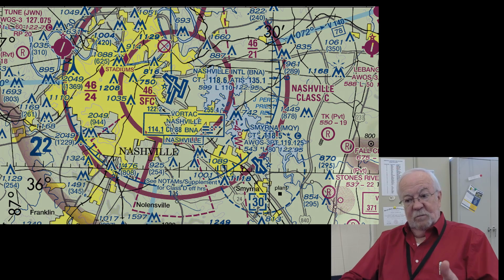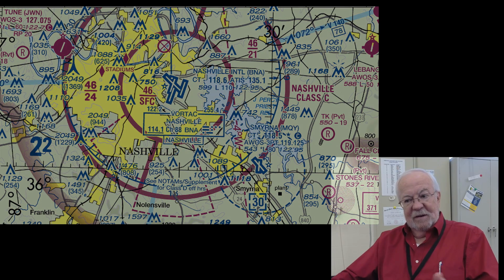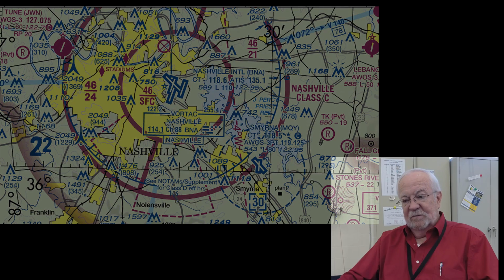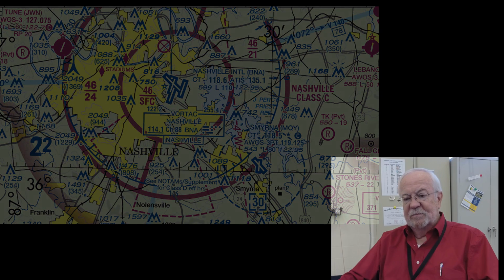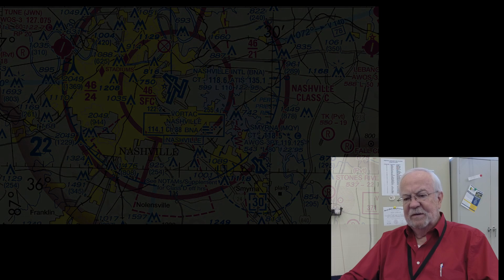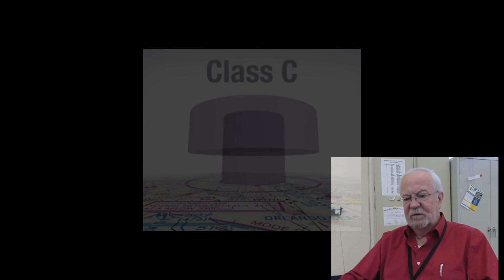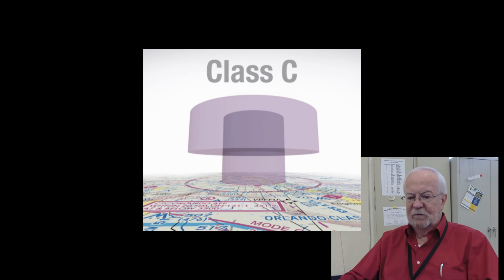So what I'm getting at here is you need to be paying attention to the charts. You need a chart. If they're all there electronically, not a big deal. Class C looks like that, with a cone over the top and a surface area in the middle.